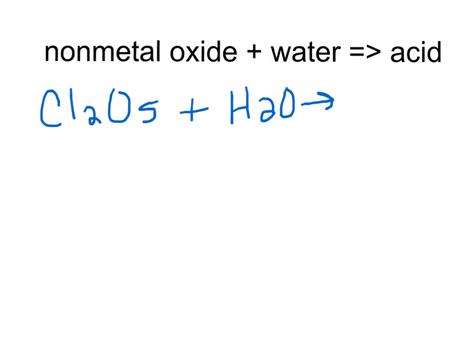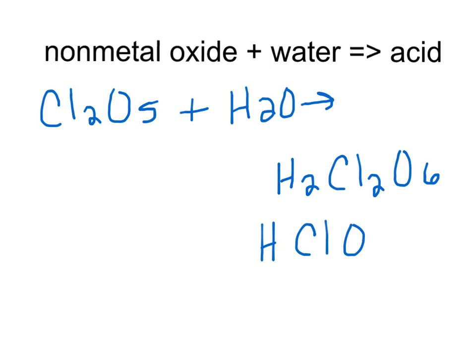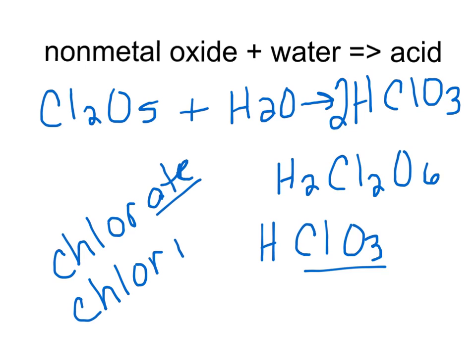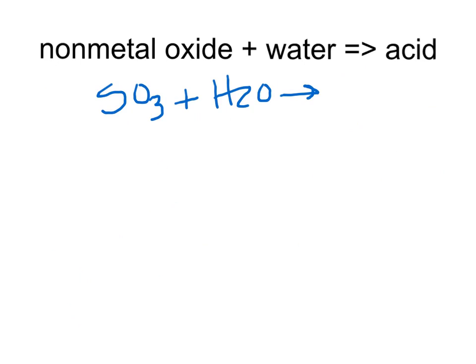Water and dichlorine pentoxide are mixed. So if you put all this together, you would have H2, Cl2, O6, or if you reduce everything down, you would have HClO3. So that would be your formula, and you just have two molecules of it when you go to balance. This polyatomic is chlorate, so change the ATE to IC, and your acid is chloric acid.